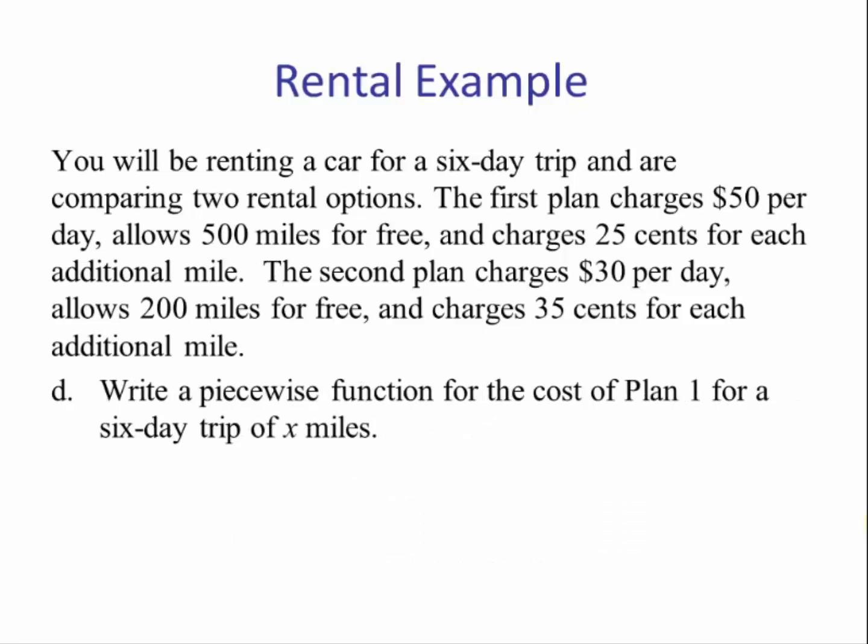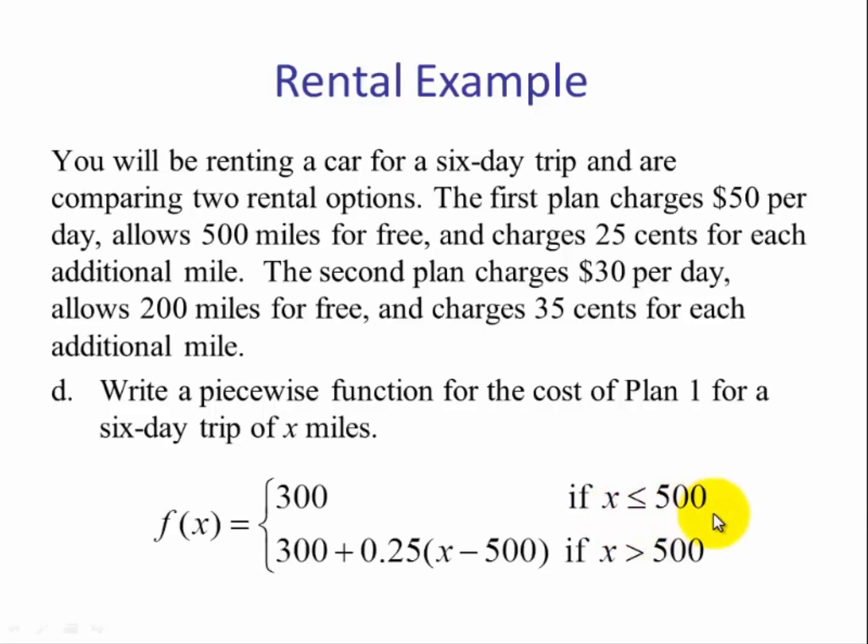D. Write a piecewise function for the cost of plan 1 for a 6-day trip of x miles. So when the number of miles is less than or equal to 500, we only have to pay the $50 for the 6 days, which is $300. If we go over 500 miles, we still have to pay the $300, the $50 a day for 6 days, but we also have to pay 25 cents for each mile more than 500. So that equates to 0.25 times the expression x minus 500.